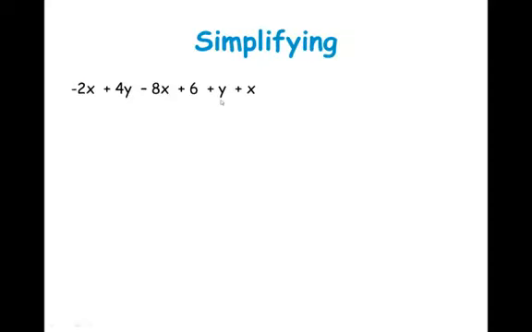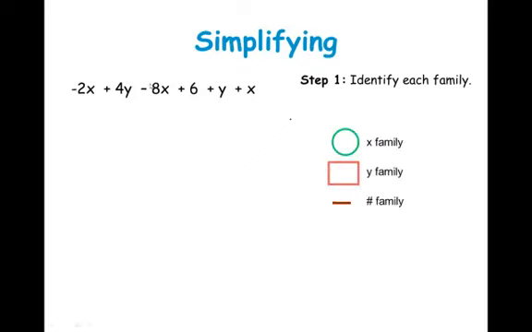Now, the next thing, you might be given a problem that has multiple terms in it. So in this case, there are a number of steps that you need to follow. And the first step is to identify each family. Now, the way that we're going to do this is by circling the different families. So we're going to use a green circle to circle the X family, a red square to circle the Y family, and underline the number family.